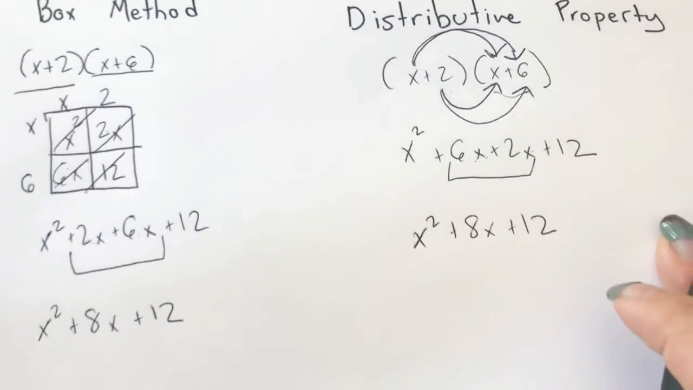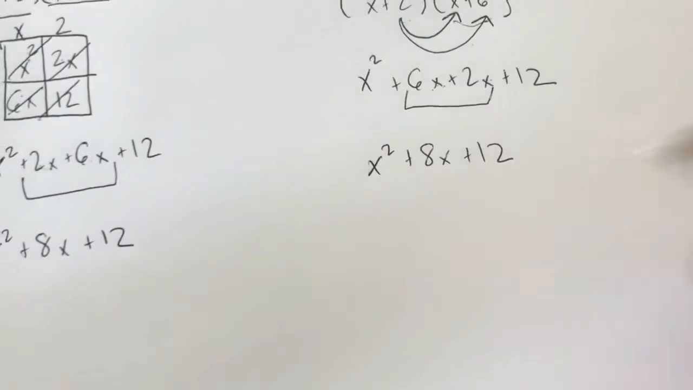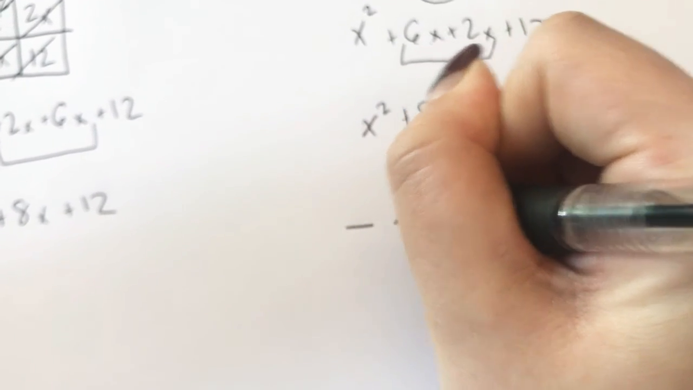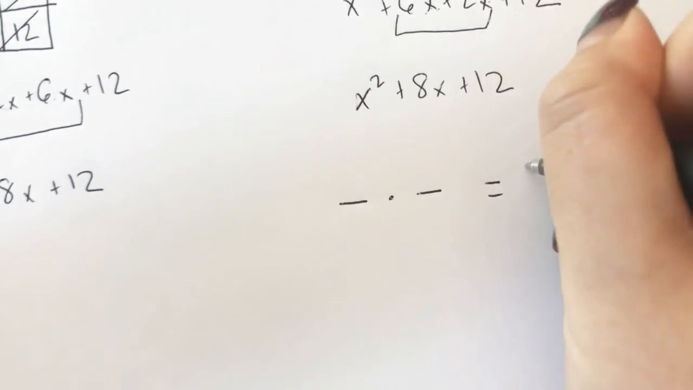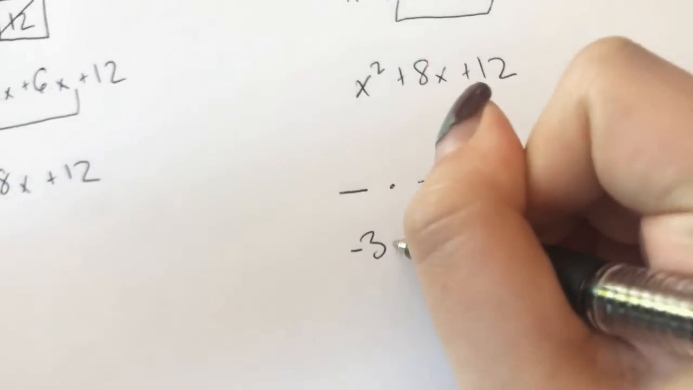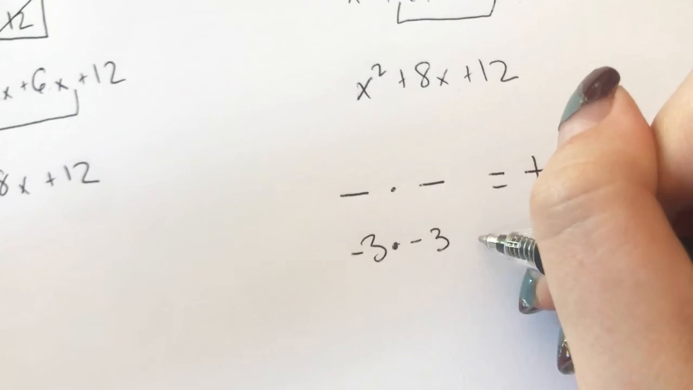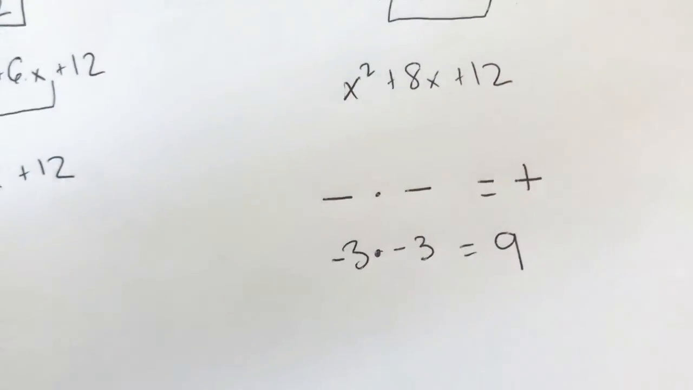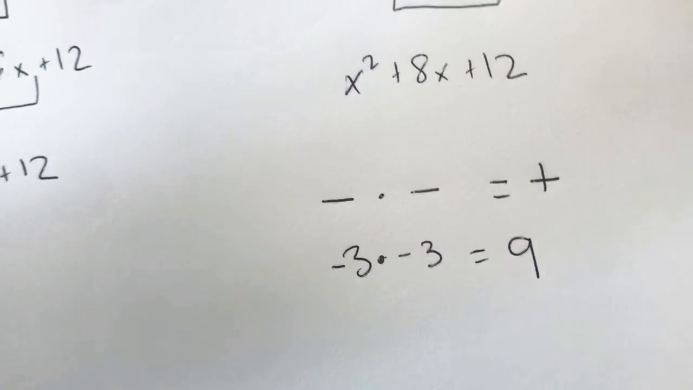The last reminder I just want to have in this video as you go into your next student practice is that whenever we multiply a negative times a negative, it equals a positive. So a negative times a negative equals a positive value. Like negative 3 times negative 3, for example, is going to equal positive 9. So just remember that rule as well. A negative times a negative always equals a positive.